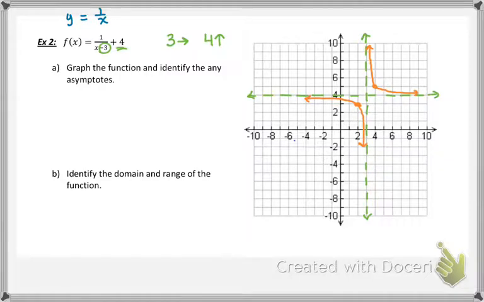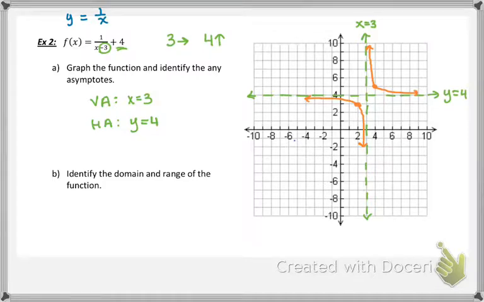So we have a vertical asymptote at x equals 3. That's our vertical invisible line that my graph approaches, and a horizontal asymptote at y equals 4. Right here, which is where my new x and y axes got shifted to. And then my whole graph shifts with it.